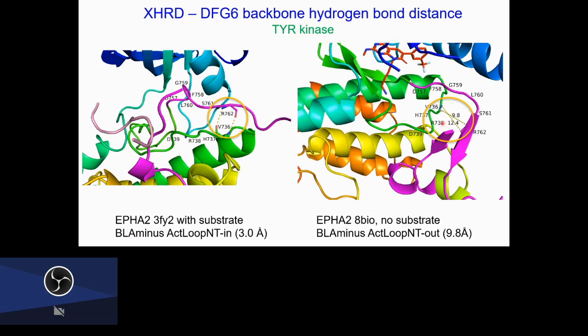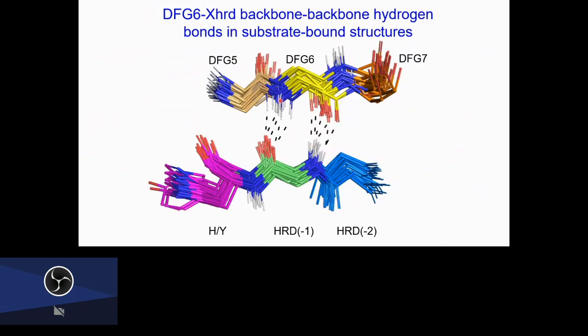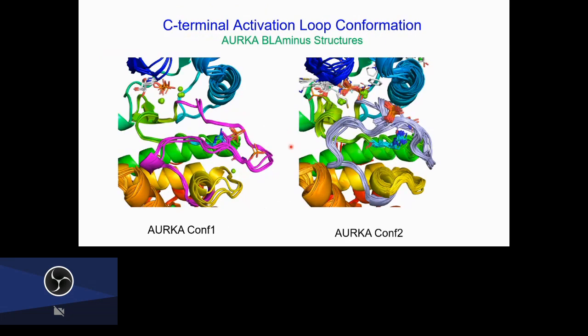On the right-hand side is the structure of EPHA2 where that interaction is broken and the activation loop is folded up and is quite different in conformation and position compared to this one. If we look at all the substrate-bound structures, those hydrogen bonds between DFG6 and the residue before HRD are present in all of them. Now we're going to look at the C-terminal end of the activation loop.